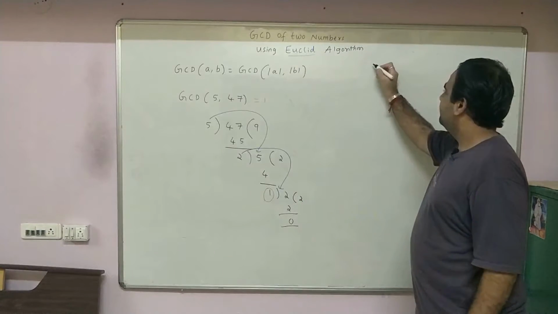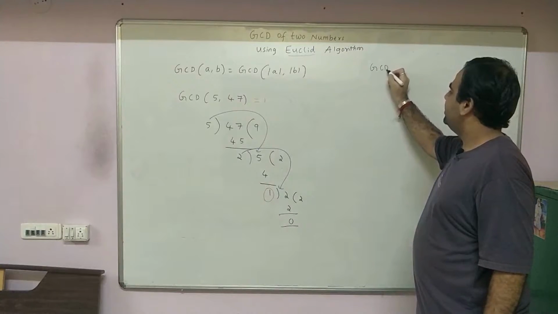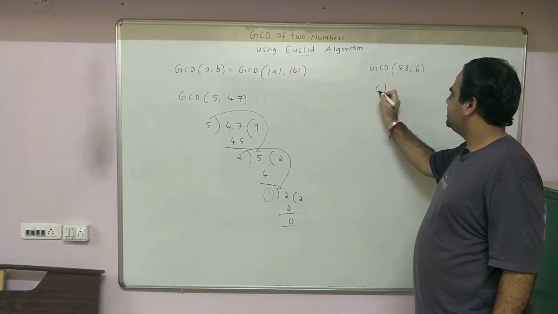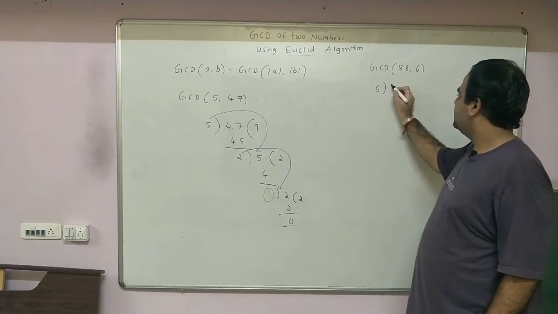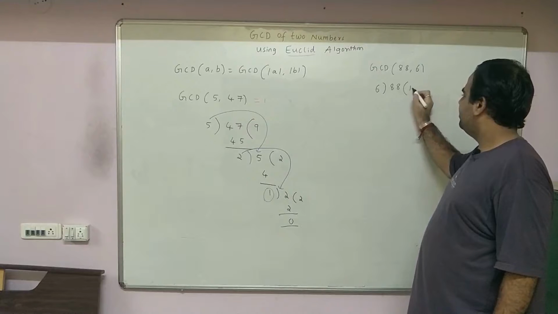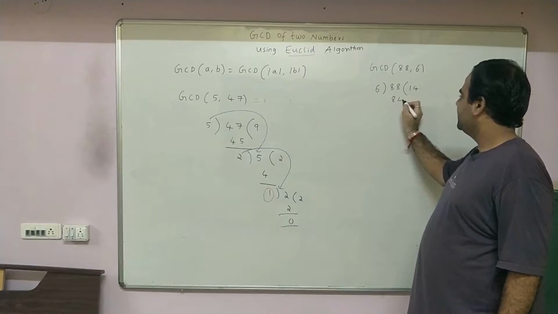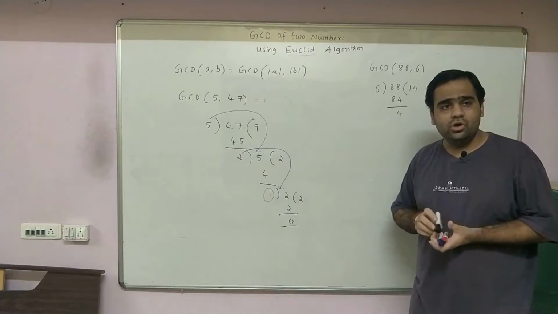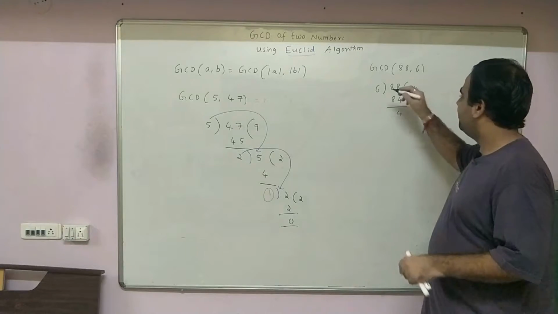Now let us see another example, GCD of 88 and 6. We write the smaller number as the divisor and the greater number, 88, as the dividend, and we say 14 times 6 is 84. What is the remainder over here? The remainder is 4. Is the remainder equal to 0? No, you have to continue the procedure of dividing.